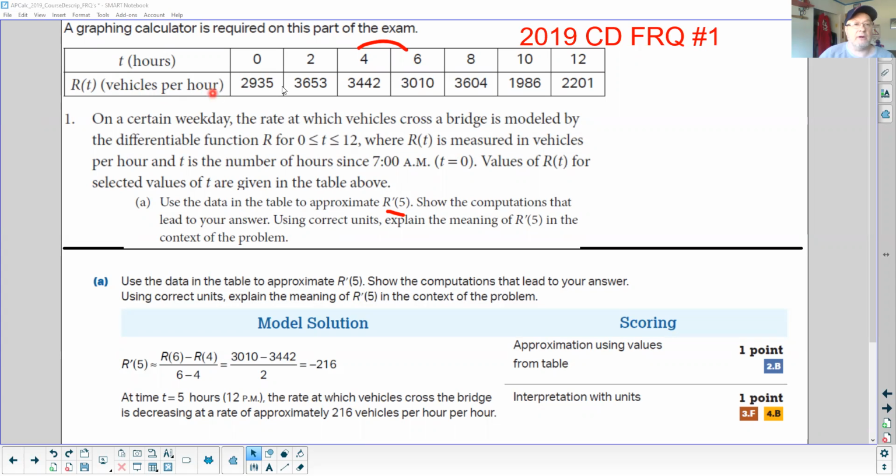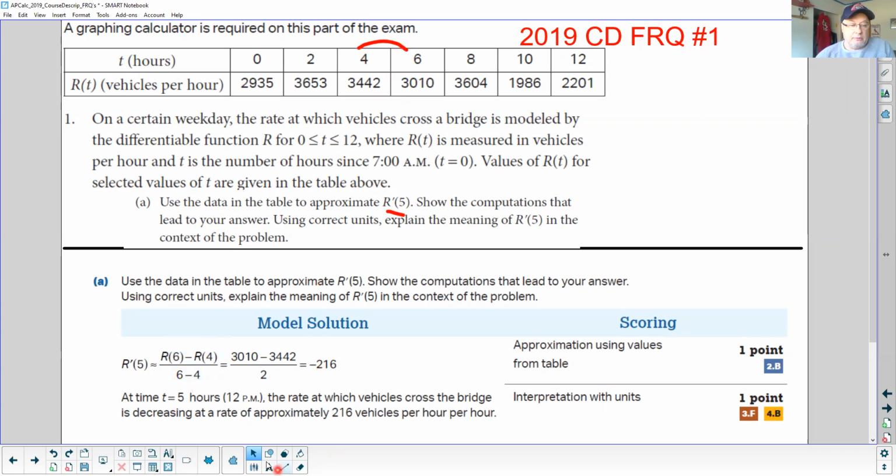So vehicles per hour, okay. Part A, use the data in the table to approximate R prime of 5. Well, this is R, so you can approximate R prime. This is almost always the first part of a FRQ table question like this, estimating a derivative from a table. So 5 is between 4 and 6 here. It's perfectly centered, so you're going to want to use these numbers here. And that's just basically a derivative. Derivative is slope of the tangent line, so you're estimating it by just doing slope right here.